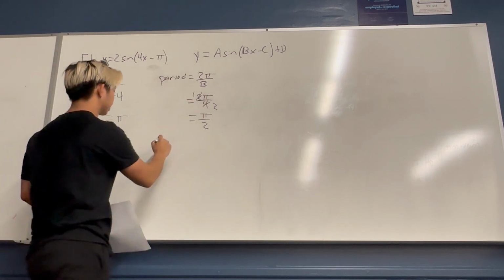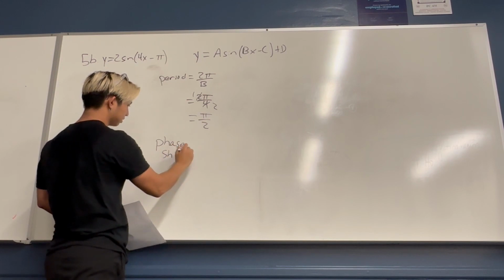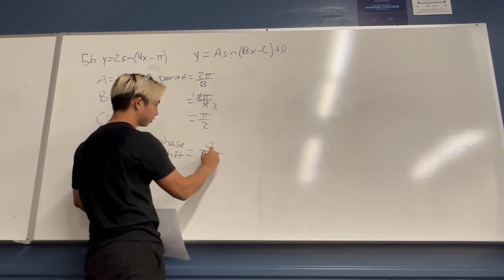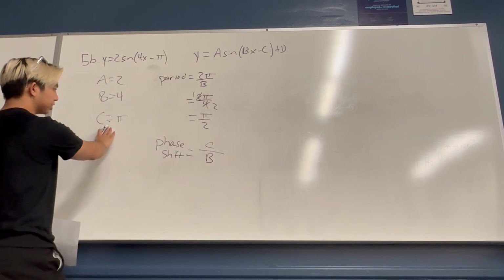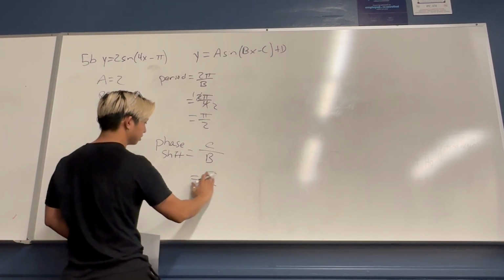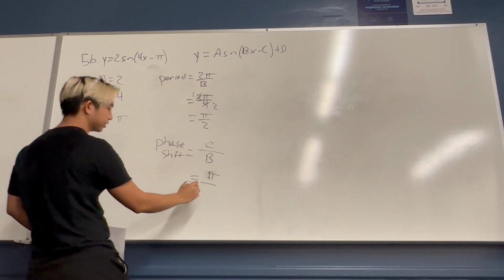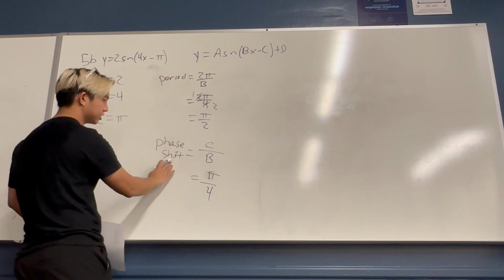But our phase shift isn't quite done yet, because we know that phase shift is equal to c over b, right? So what's our c here? We just found that it's pi, right? So this becomes pi over b, and we found that b was 4, so this becomes pi over 4. Phase shift is pi over 4.